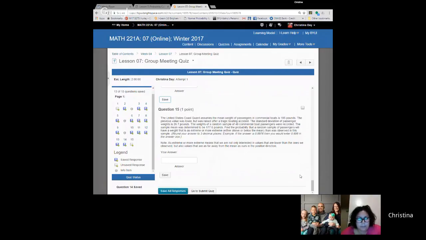The United States Coast Guard claims that the mean weight of passengers in commercial boats is 185 pounds. The previous value was lower but was raised after a tragic boating accident. The standard deviation of a passenger weight is 26.7.